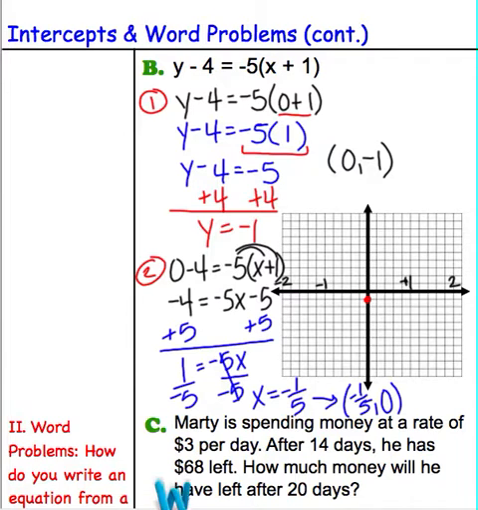And I have -1/5, which is going to put me right here. And then I connect my dots. And I am done.